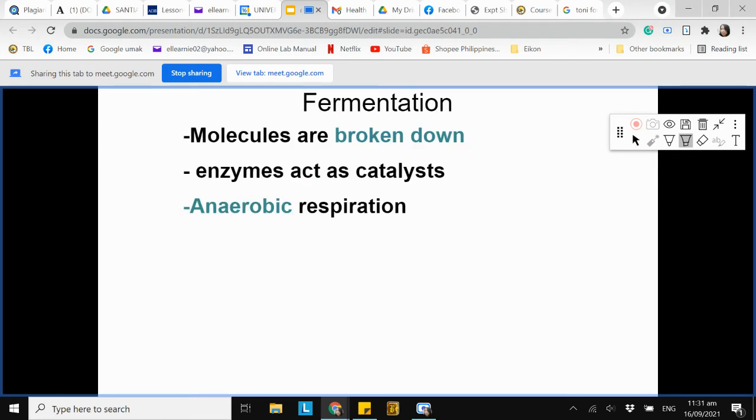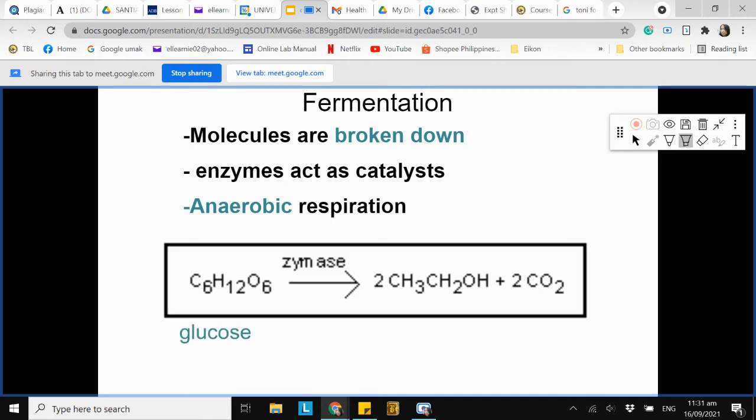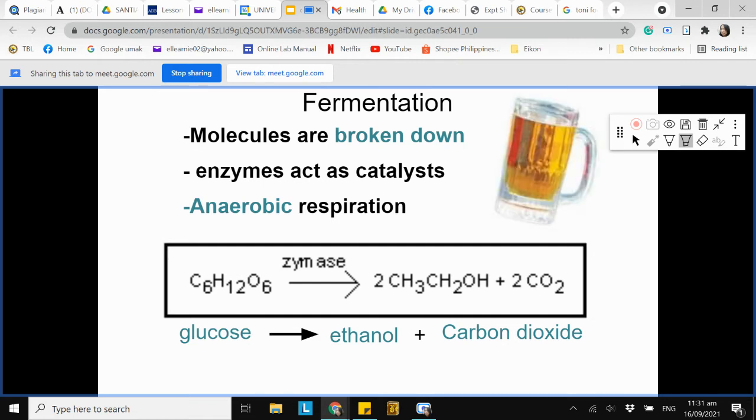Then another one is fermentation. So when you say fermentation, usually you're undergoing enzymatic reaction with a catalyst to break down the compound. So here you have glucose, C6H12O6, plus an enzyme, zymase. It will be broken down to ethanol and carbon dioxide. Okay? And this is the formula for production of beer. Yan. So yung mga manginginom dyan. Okay? Sa ganyan po.